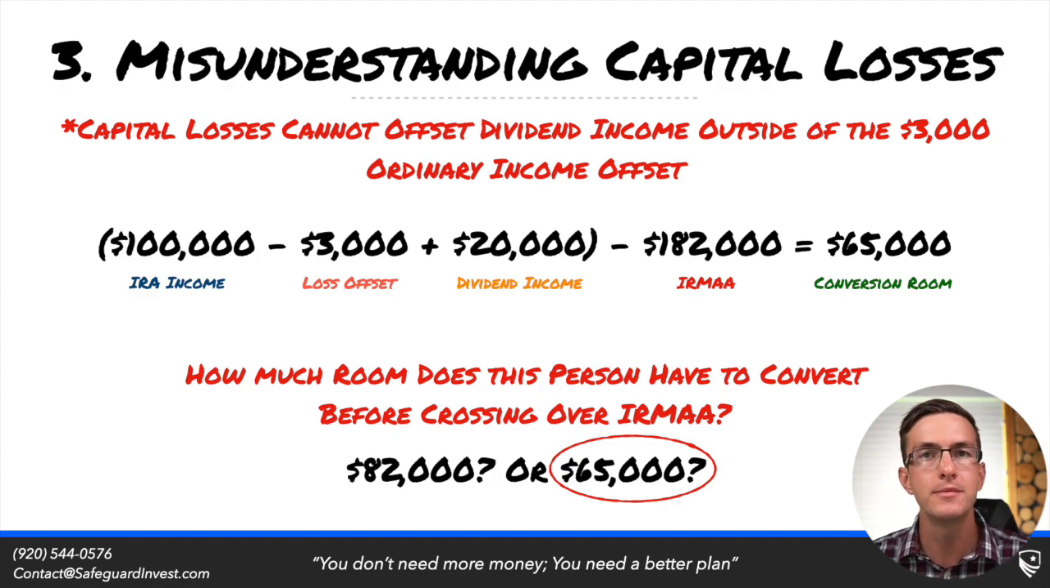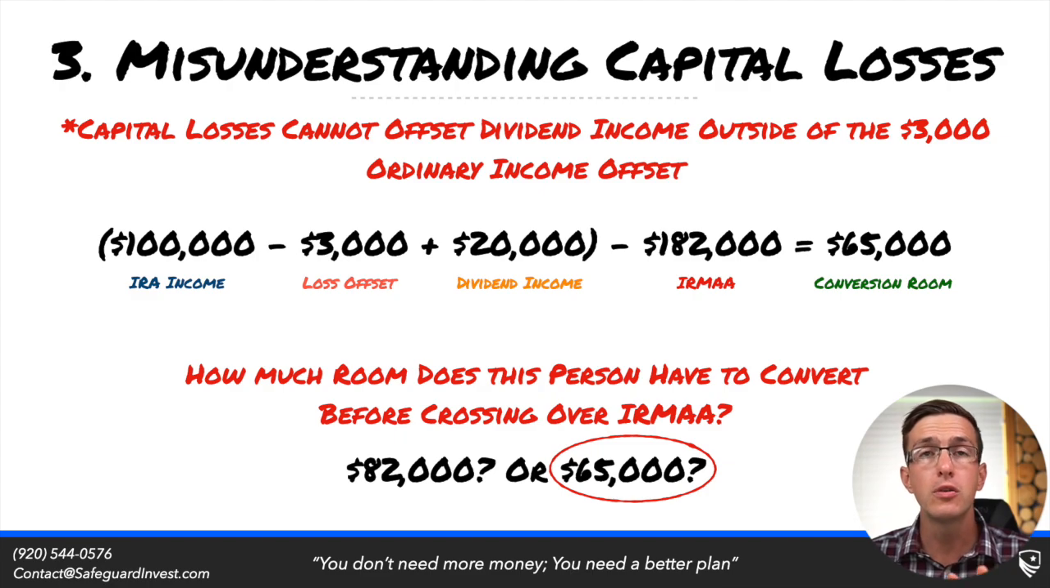This is oftentimes confused because dividend income, if qualified dividends, is taxed at long-term capital gains rates. We know that capital losses can offset capital gains, so shouldn't they offset dividend income as well? Unfortunately, the answer is no. Dividend income cannot be offset by capital losses.